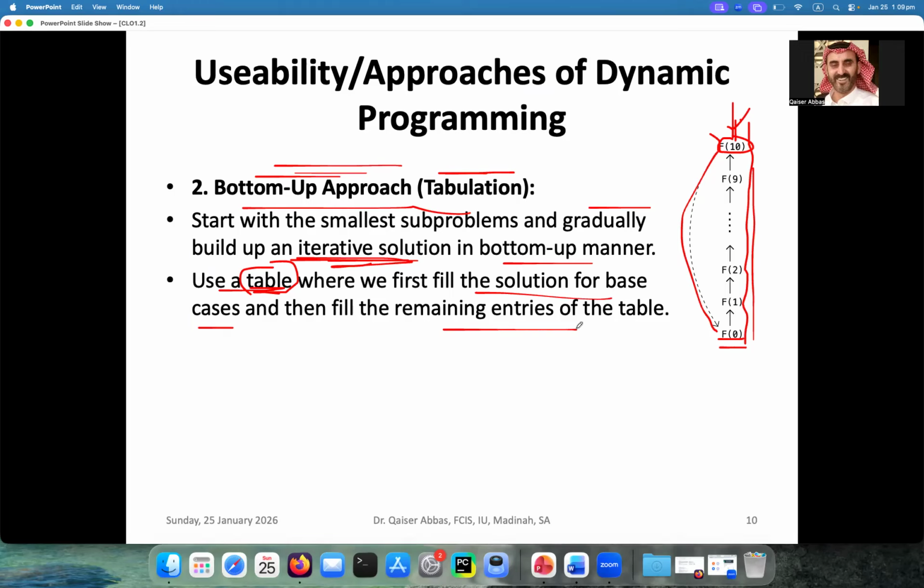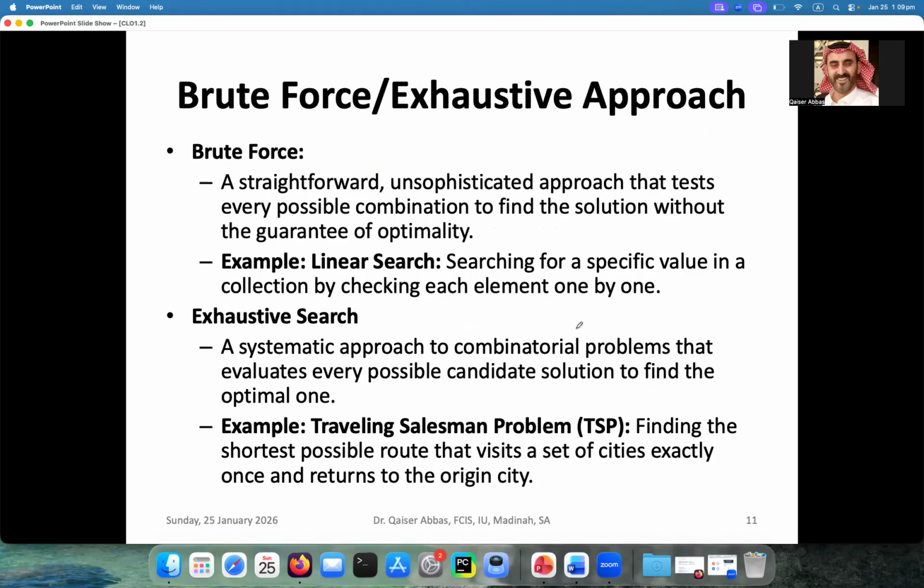These are the two design strategies. One is top-down, whose other name is memoization, and in that you have recursion and the memory. This is bottom-up. You will start from the initial values up to the last values. Here you will use a table, which is also an array, and it is an iterative design. It is not a recursive design.